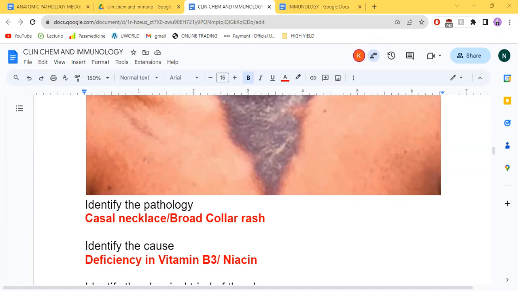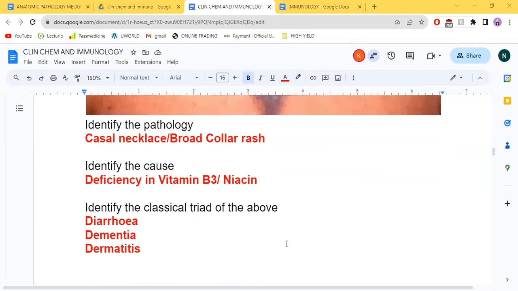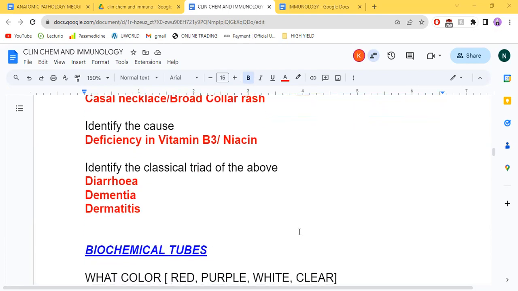What's the triad for this collar rash? Anyone? If we think of the 3 Ds, the mnemonic for niacin deficiency is the 3 Ds. Diarrhea, dementia, dermatitis, and then we can add death.